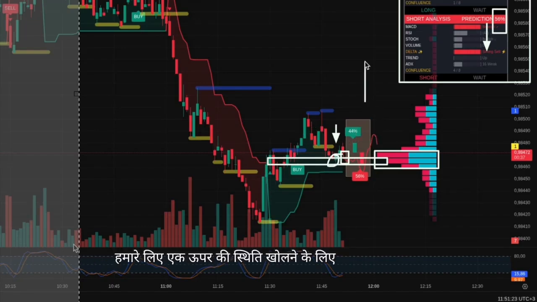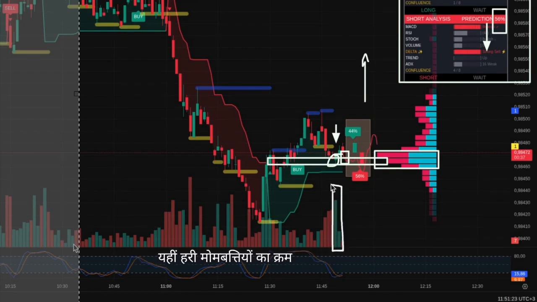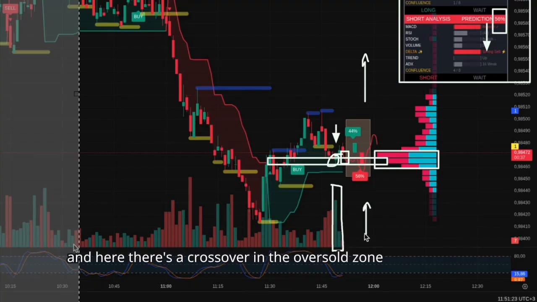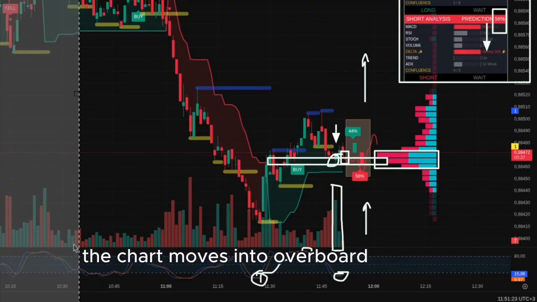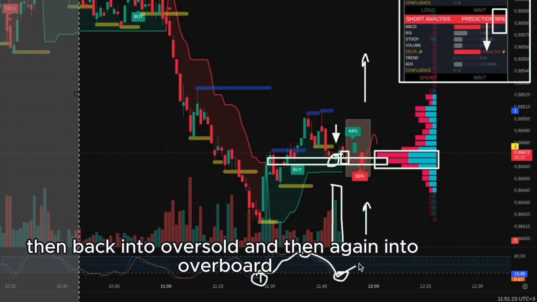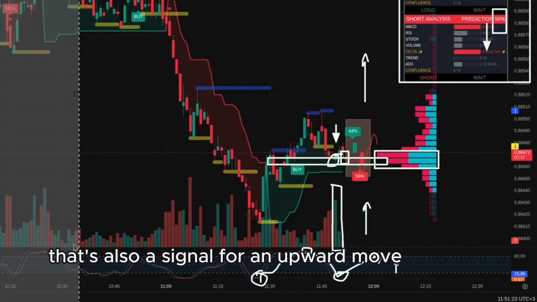That's the first reason for us to open an upward position, and the second is the acceleration of the uptrend right here. The sequence of green candles down on the vertical volume indicates that the uptrend will continue, a signal upward, and here there's a crossover in the oversold zone. When, during a crossover in the oversold zone, the chart moves into overbought, then back into oversold, and then again into overbought, that's also a signal for an upward move.